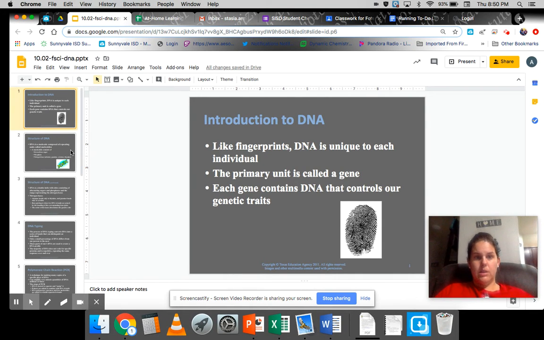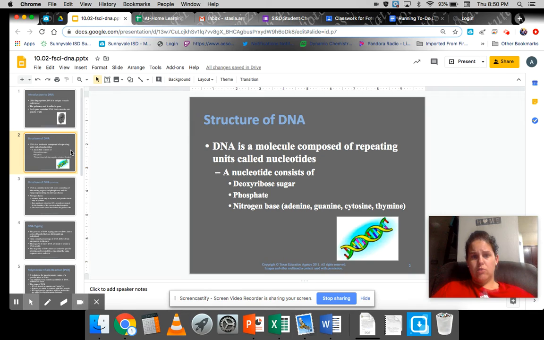All right. So your first slide is just about your introduction, just the uniqueness of fingerprints and the primary units that make those up, things like that. Then it gets into the structure of the DNA and what the nucleotide is made out of. The importance here is your nitrogenous bases, which are adenine, guanine, cytosine, and thymine. You're going to see that in an activity that will be posted for you on Wednesday.